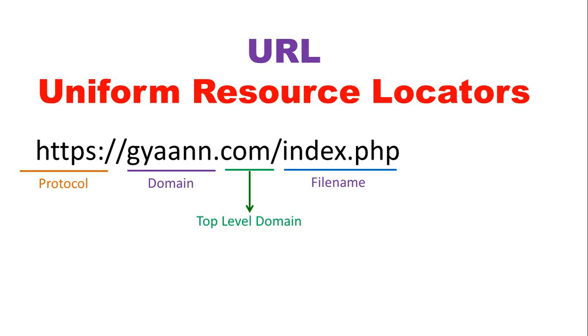This index.php is saved in a particular server, and that server has an IP address. So we have to access the server by actually accessing that IP address, but it is difficult to remember the IP address. That is why that IP address is mapped with a domain name, that is GYAAN. So here I have not used the IP address. Instead of that IP address, this domain name will be used.